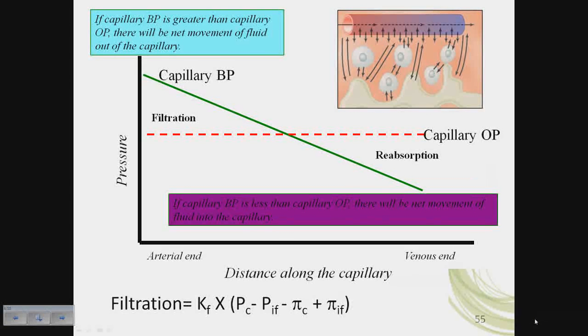Now look at this line, 2 lines. Look at this graph. This graph, look at the x-axis down here. I have on the left arterial end and on the right venous end. What this x-axis is representing is blood flowing through a capillary bed from the arterial end to the venous end.